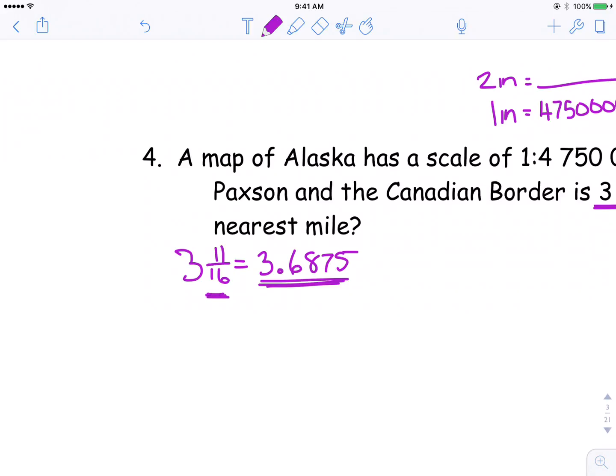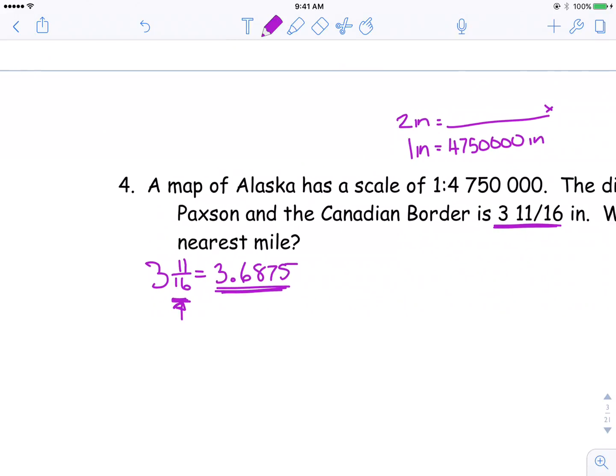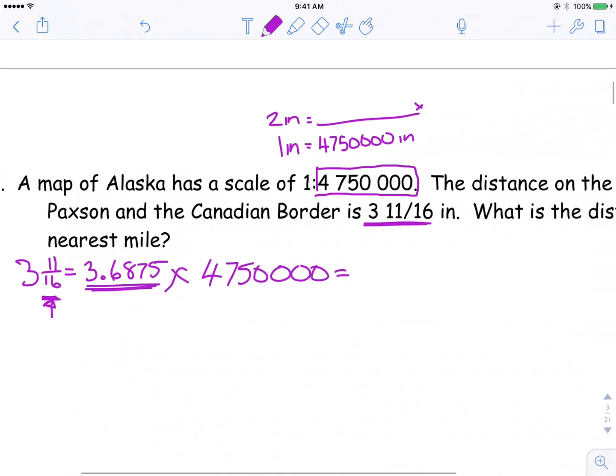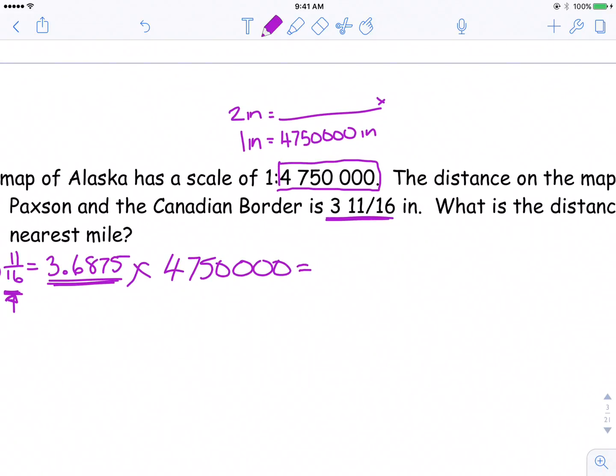So here's an example of using that 11/16, that really fine detail on the measurement scale for imperial rulers. So this person has measured 3 and 11/16 inches on that map, and every inch corresponds to an actual measurement of 4,750,000 inches. So to convert this, I multiply that by 4,750,000 inches to get an actual measurement.